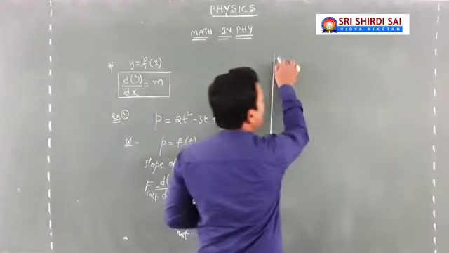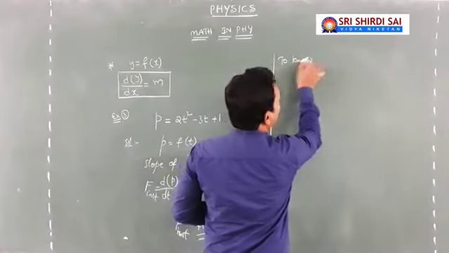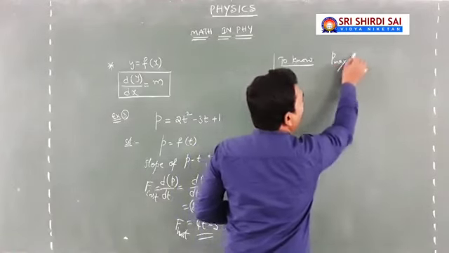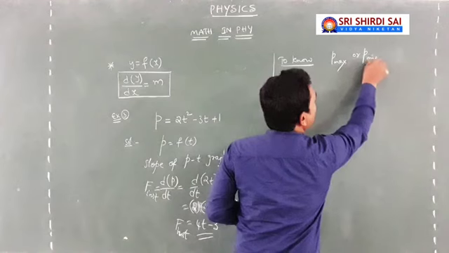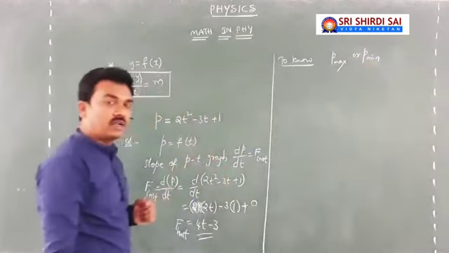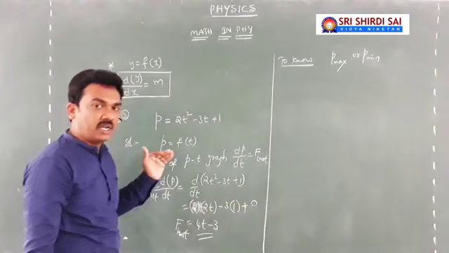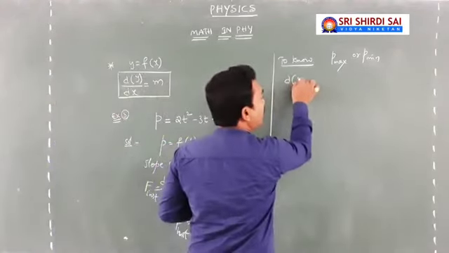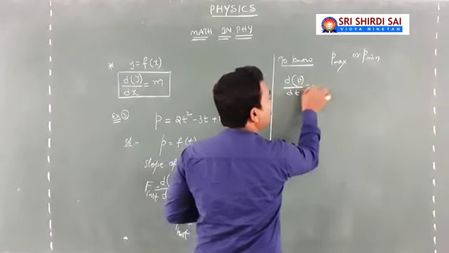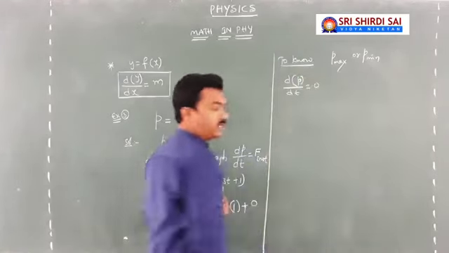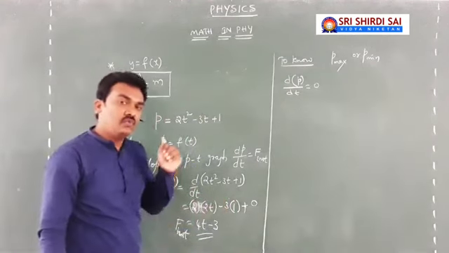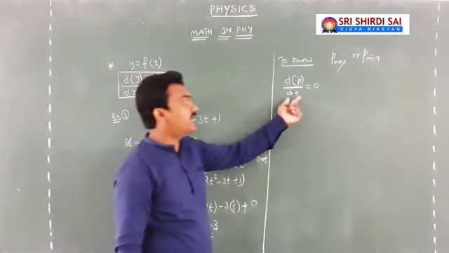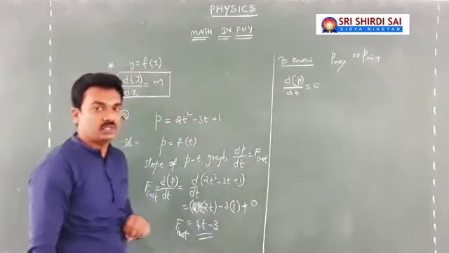So let me give more clarity. To know either the maximum momentum or the minimum momentum, what is the maximum momentum that a body can take? What is the minimum momentum that the body can take? If you wish to know, what you need to start with? The derivative of momentum with respect to time equal to 0. You need to start with this point. To know where the momentum is maximum or minimum, you need to begin with the derivative of p with respect to time equal to 0.